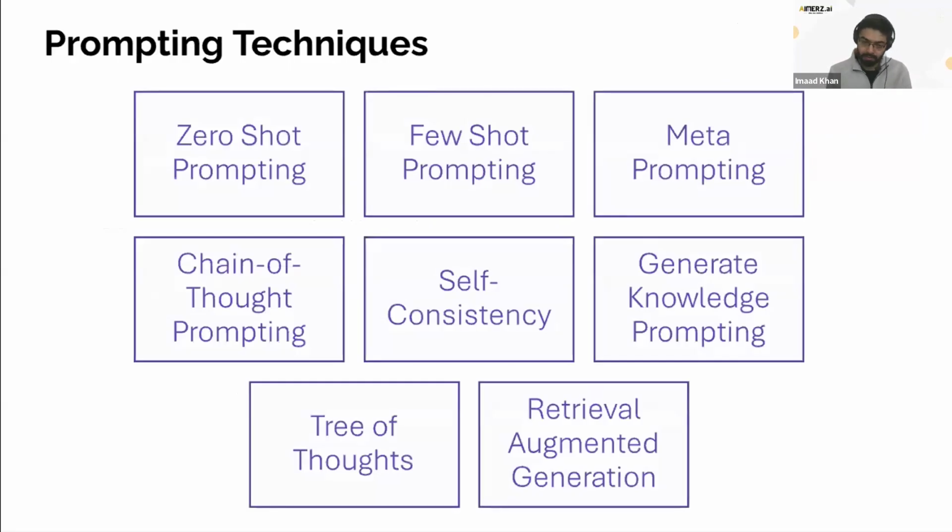I don't know if you've heard of any of these names. I'm sure the last one is the most popular one, Retrieval Augmented Generation. You must have heard of that to some extent. Chain of thought prompting is also a popular one. Zero shot, few shot, these are also slightly popular. We will go through each of them individually, one by one, and understand them completely.